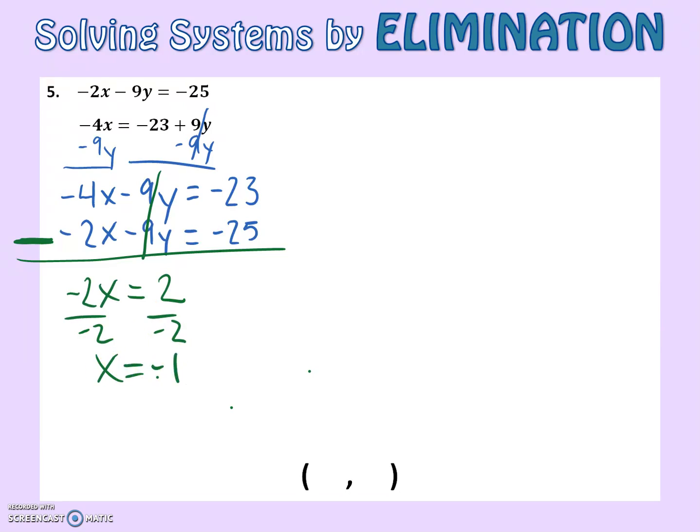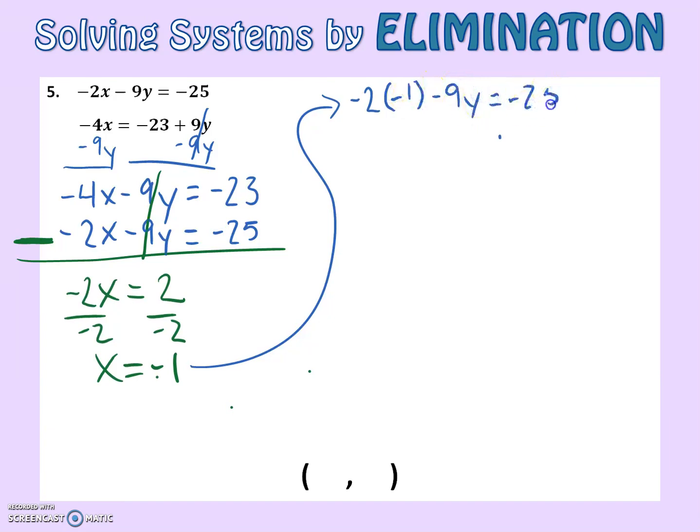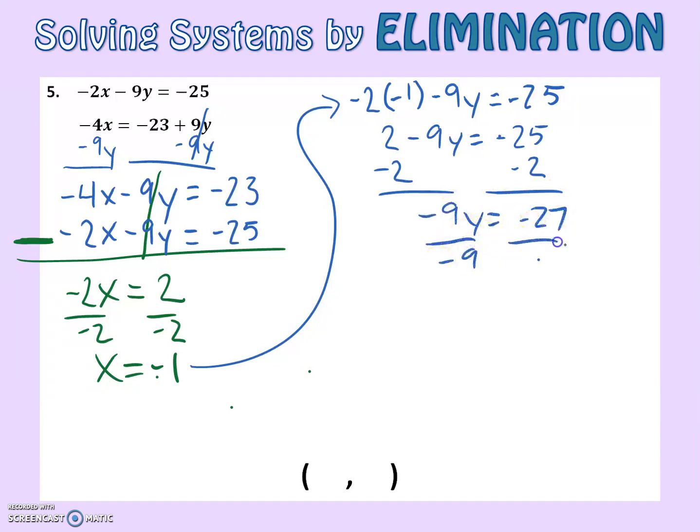Okay? And again, just like normal, we're taking that and plugging it back into one of the equations. I'm going to choose the first one. Once you set it up, just solve away. So 2 minus 9y equals negative 25. Subtracting 2, we get negative 9y equals negative 27. This is stuff you should already know how to do. And you get y equals 3. So our final solution is (negative 1, 3).